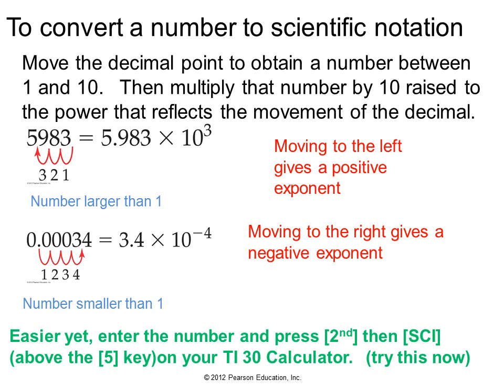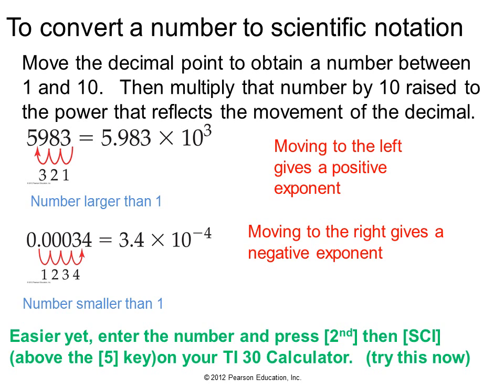Let's consider converting some numbers to scientific notation. For instance, 5,983. If we look at this number, we see the decimal point would be located here, and we move it 1, 2, 3 times. This indicates that for scientific notation, we'll write this as 5.983 times 10 to the positive 3. Moving to the left gives a positive exponent. Again, we might look at 34 10,000ths, which we would move the decimal point 1, 2, 3, 4, and record 3.4 times 10 to the minus 4. Moving to the right gives a negative exponent and a small number.